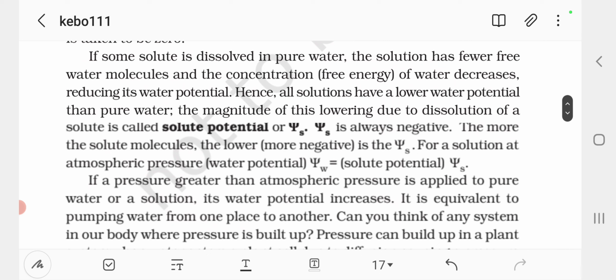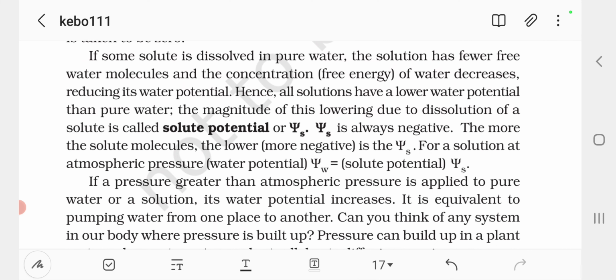If some solute is dissolved in pure water, the solution has fewer free water molecules and the concentration of water decreases, reducing its water potential. Hence, all solutions have a lower water potential than pure water. The magnitude of this lowering due to the dissolution of solute is called solute potential, and it is always negative. The more the solute molecules, the lower, that is more negative, is the psi, that is solute potential.